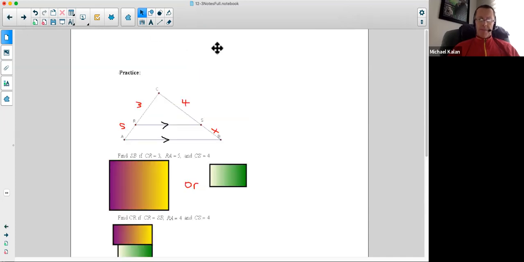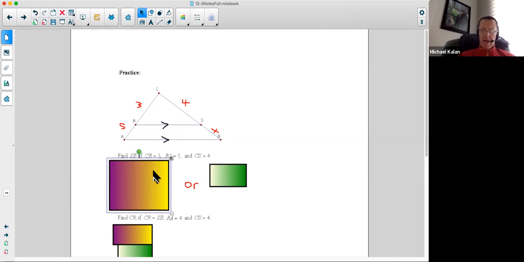Let's practice this. Okay. I'm sorry, find SB. If CR is 3, okay, CR is 3, I've got that labeled there. RA is 5, go by the numbers, not by what it looks like. And CS is 4, find SB. Notice you've got parallel there. Okay, so go ahead and pause the video and try it.